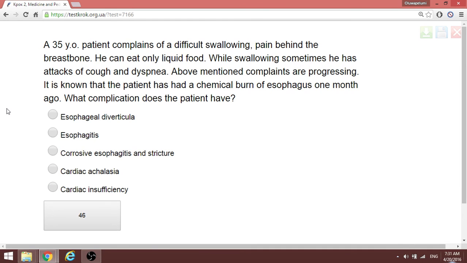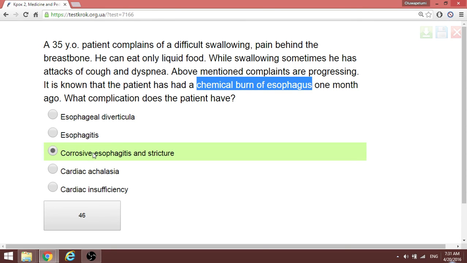Alright, this is a 35-year-old patient who complains of difficulty in swallowing and so on. But this patient actually ingested chemicals, the so-called caustic injuries. Chemical burn of esophagus 1 month ago. What complication does the patient have? Again, this is just corrosive esophagitis. This is from chemicals, so nothing else.